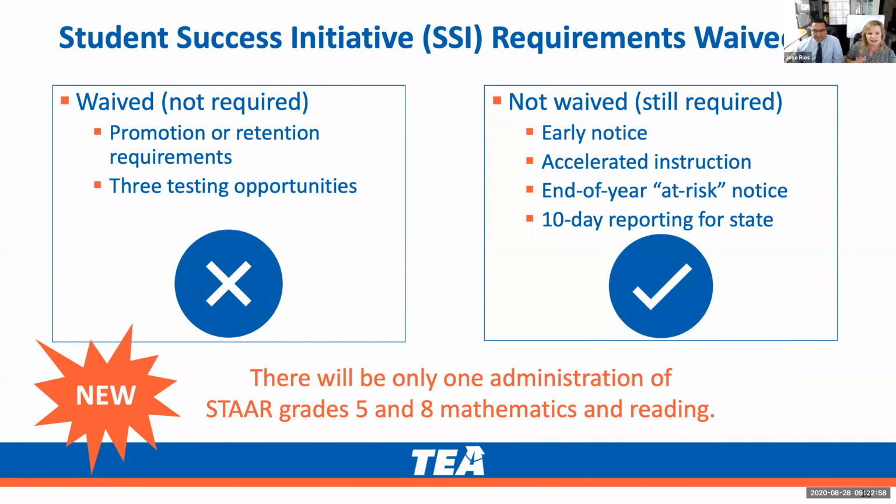So this is a slide that shows you what was waived and what was not waived, because we've gotten lots of questions. And this information will also be available when we put out the SSI manual that I'll talk about in just a minute. However, the result of this waiver is that there's only going to be one administration of the STAAR grades 5 and 8 mathematics and reading tests. Only one administration this school year.